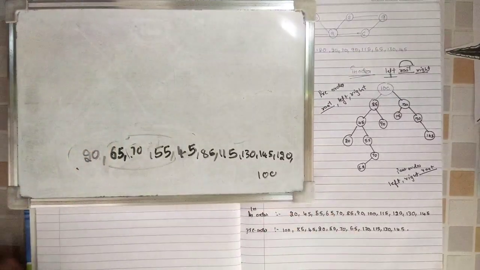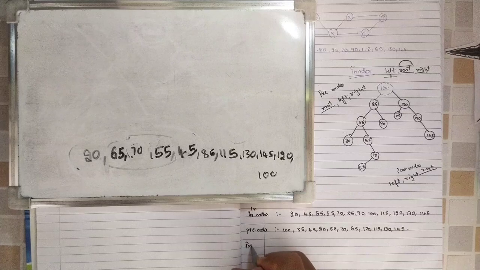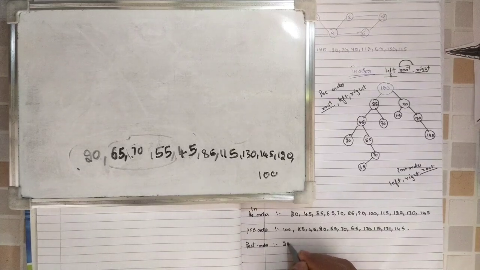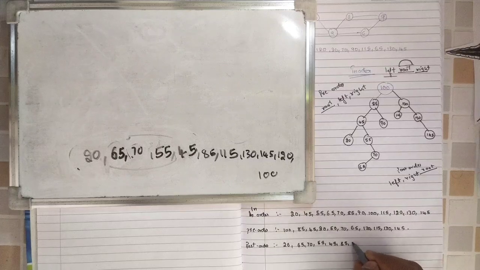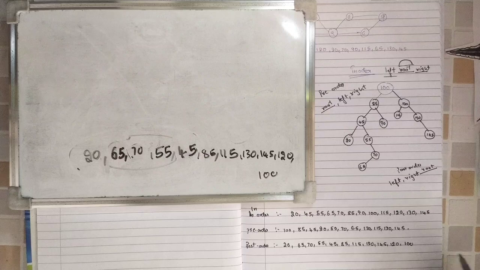Okay. We will write here the post order: 20, 65, 70, 55, 45, 85, 115, 130, 145, then 120, and at the last we have 100. Okay. So, this was our post order.